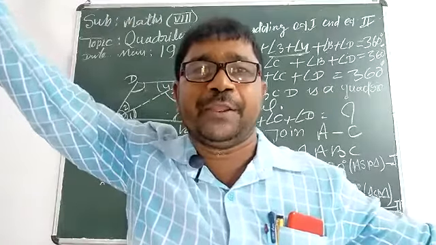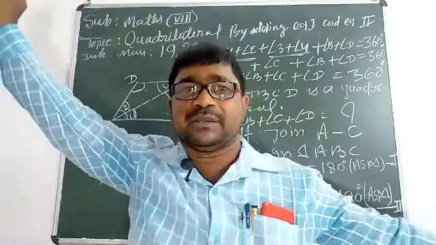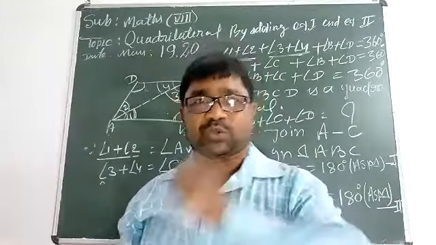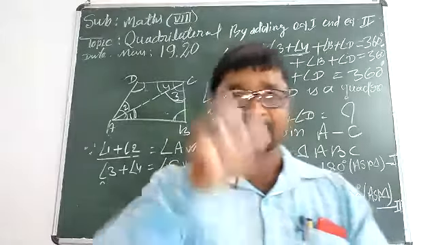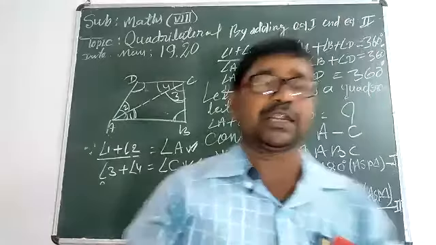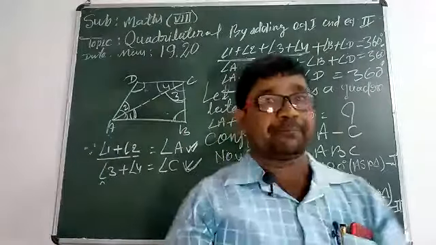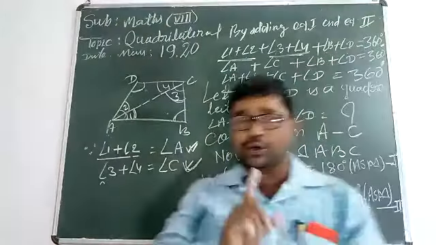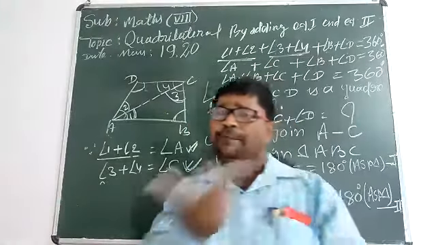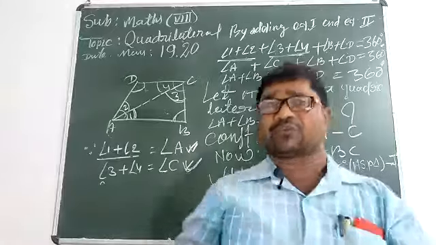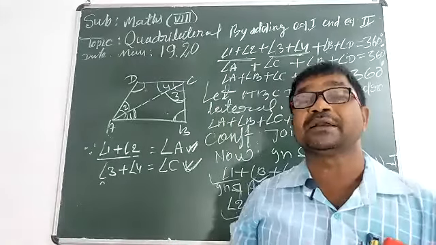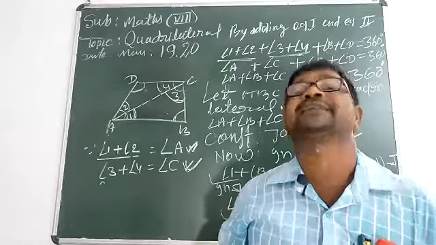So from today, we should learn this statement: the sum of all four interior angles in a quadrilateral is 360 degrees. That is called the angle sum property of a quadrilateral. Understood? What do you mean by the angle sum property of a quadrilateral? The sum of all four interior angles in a quadrilateral is 360 degrees.